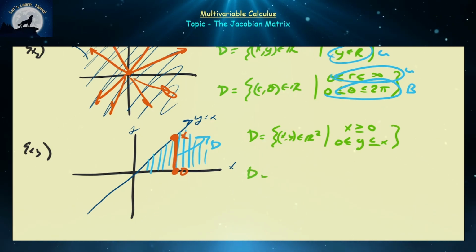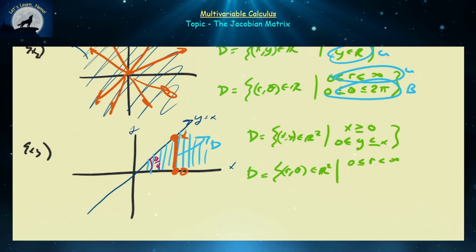And if I want to represent this in polar coordinates, keep in mind that this angle here is going to be 45 degrees, aka pi over 4. So I can represent this as the set of all r, theta in R2, such that, again, 0 less than or equal to r less than infinity, and 0 less than or equal to theta less than or equal to pi over 4. So what is the advantage and or disadvantage between the two?